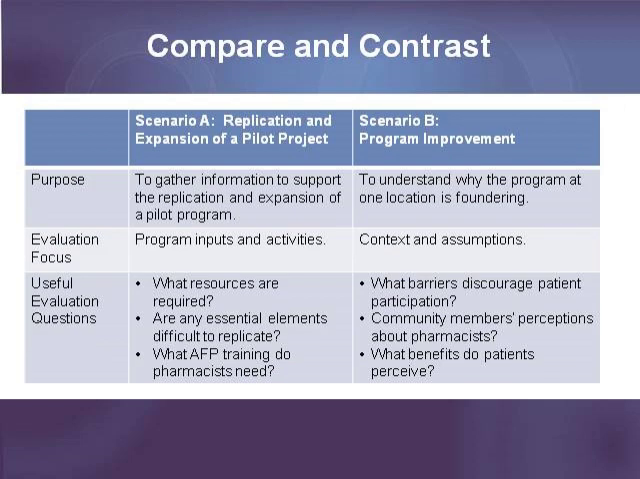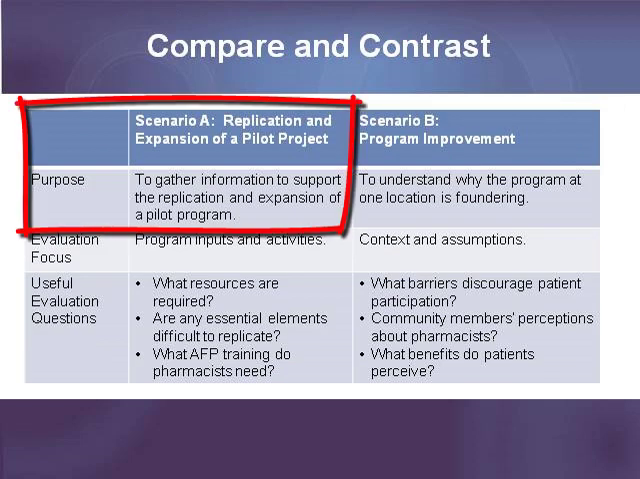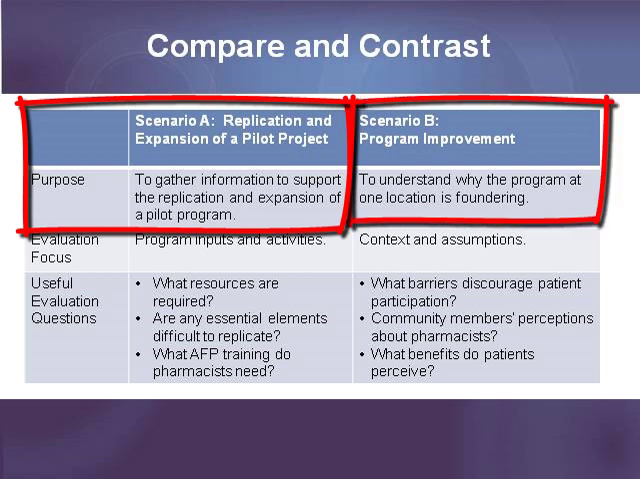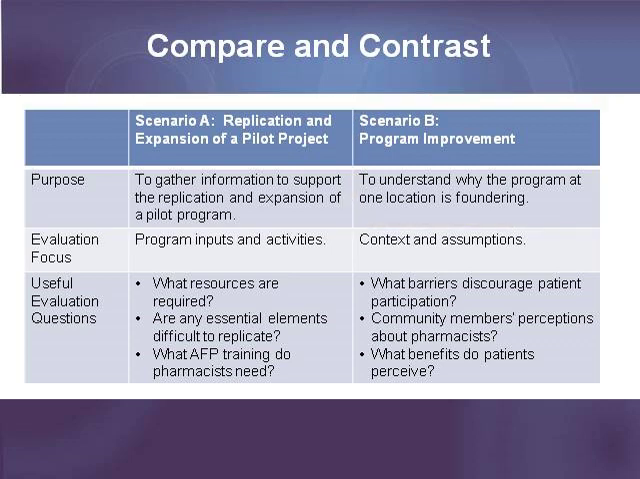So again, let's compare and contrast. Same case study, same purpose, user and use as we used in step 1, same 2 scenarios. But in this case, we can see that the purpose for scenario A and scenario B led us in both cases to a completely different evaluation focus, and that focus in turn led us to a different set of priority evaluation questions. So scenario A, when we wanted to gather information to support replication, the key thing was program inputs.